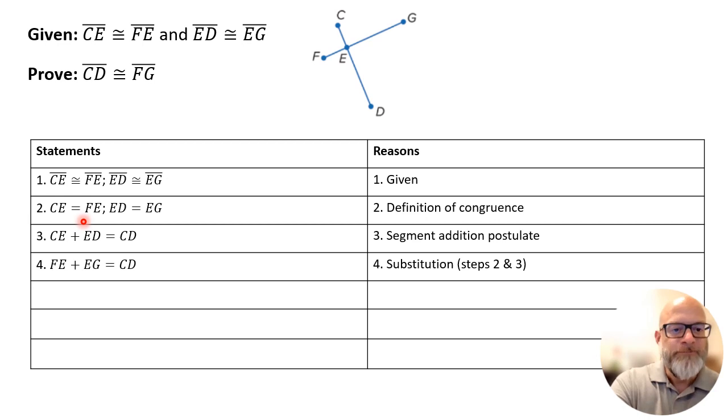I'll repeat it back for you in case you didn't catch it. Look over here. All right. We have CE plus ED equals CD, and we know that CE equals FE, so we're going to replace CE with FE. We know that ED equals EG, so we're going to replace ED with EG. CD is just CD. That's the substitution. What are we going to do next? Segment addition postulate again. You've already used this, right? That CE plus ED equals CD. So what's the only other segment addition postulate you could use? Do you see it?